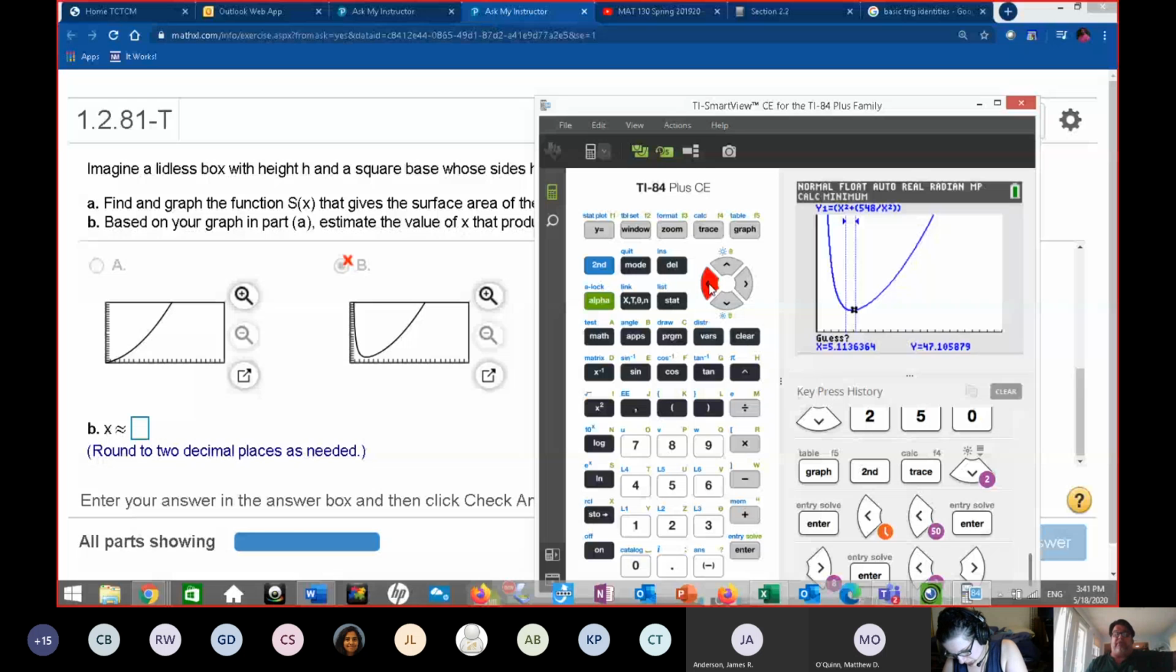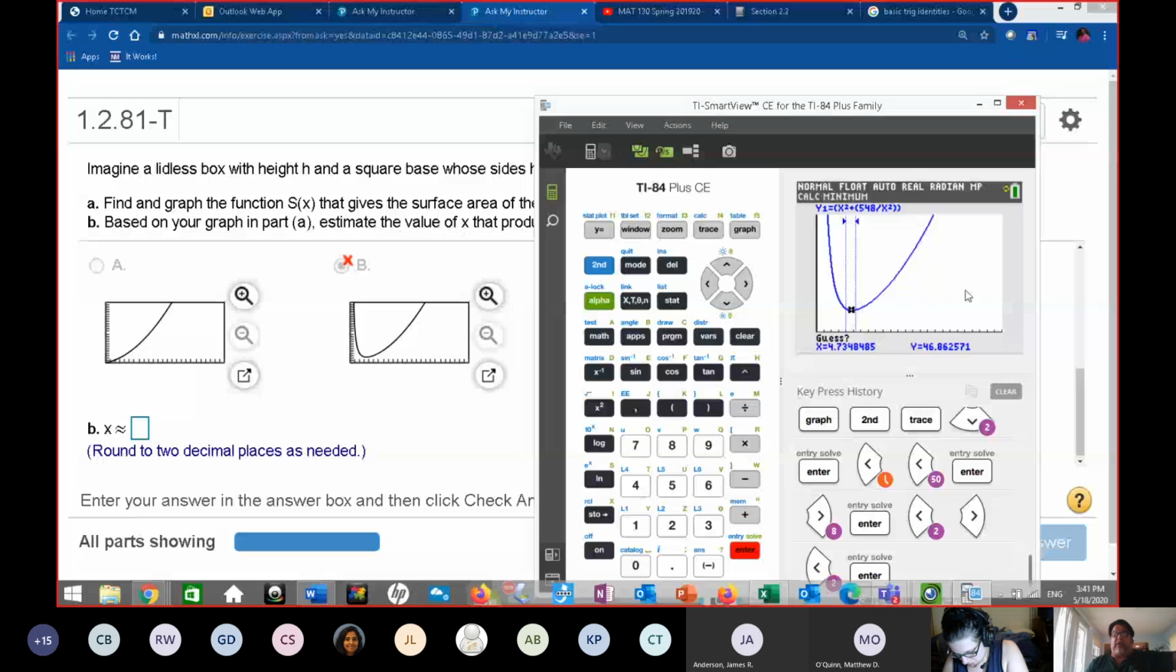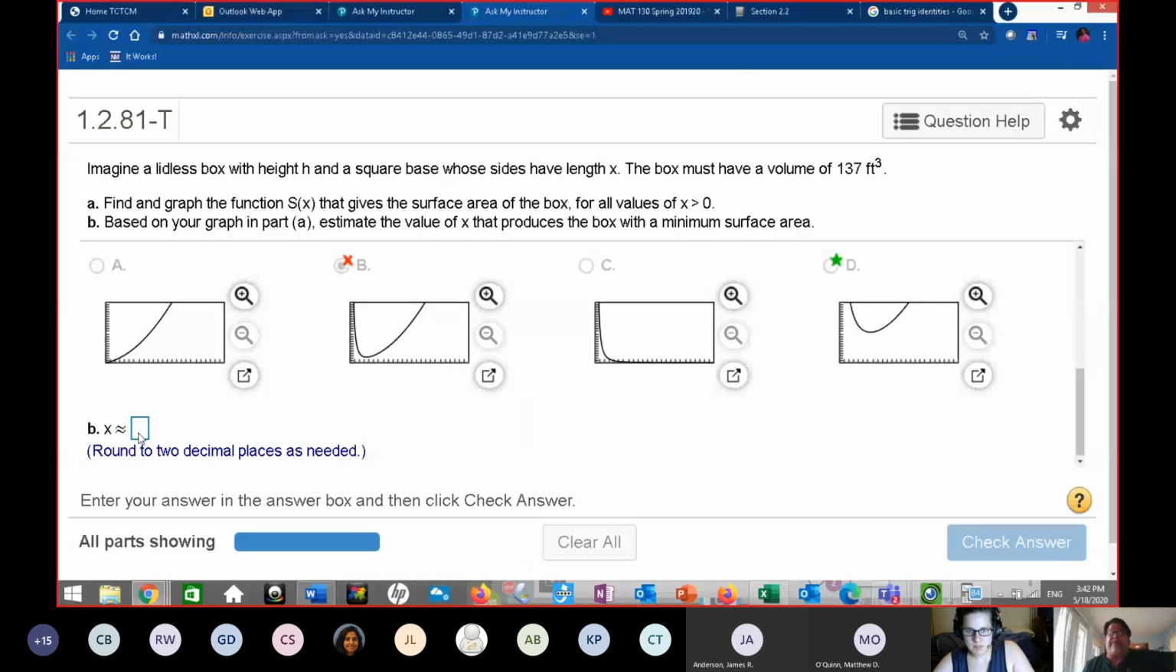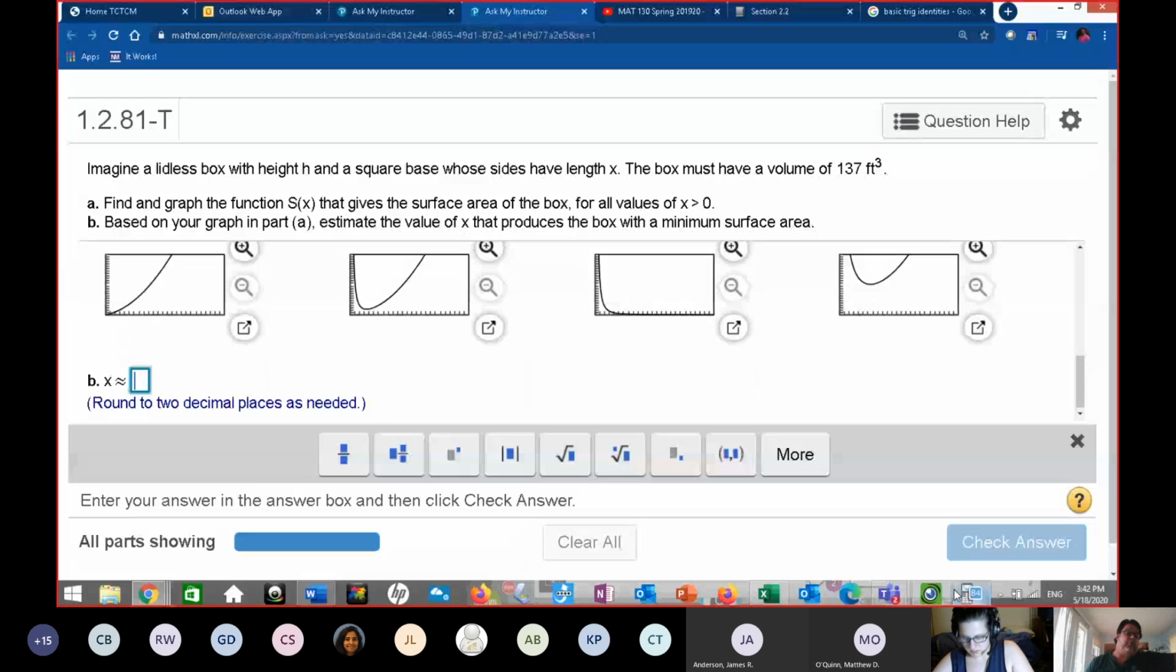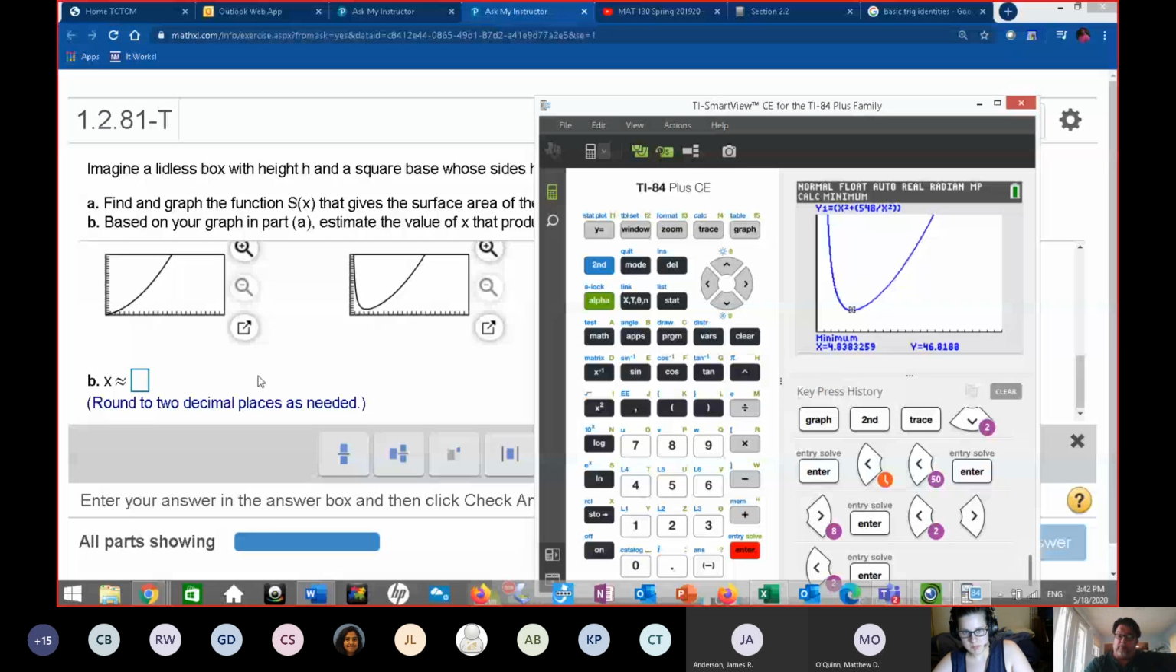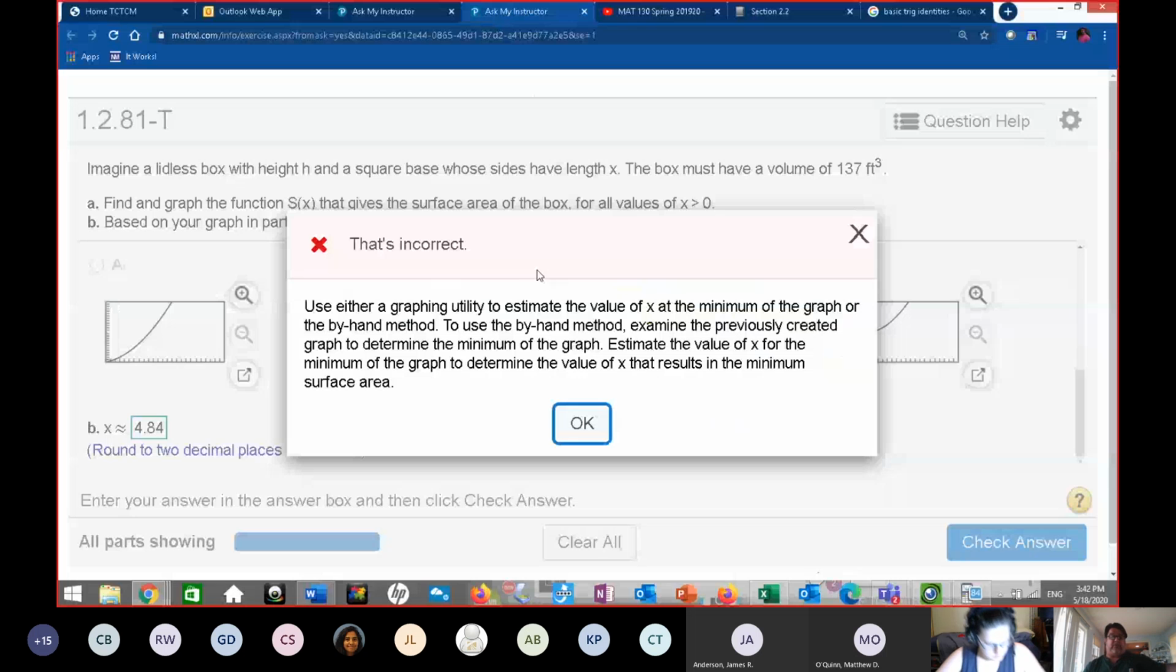Okay, your minimum is 4.84. That gives you a Y of 46.82. So your answer here says round to 2 decimal places. Your X, I forgot it, is 4.84. So you write 4.84. And that's your minimum surface area. I don't know what they're asking for. It's 4.84, it might be 4.85. Look at the calculator and see if it's 4.84 or 4.85.